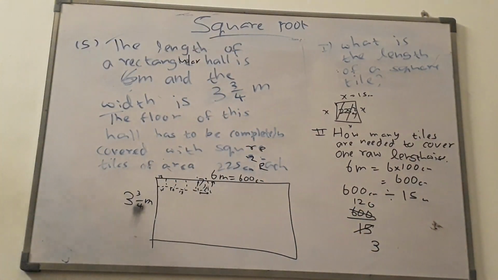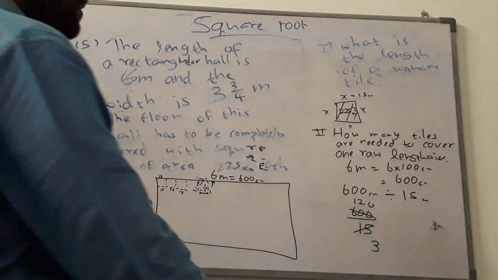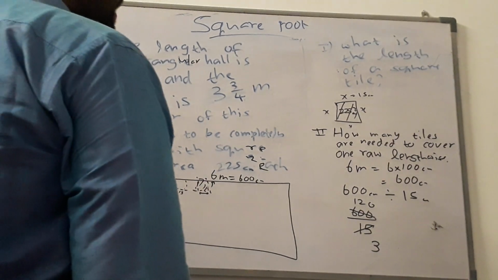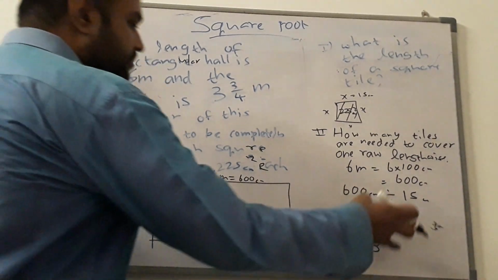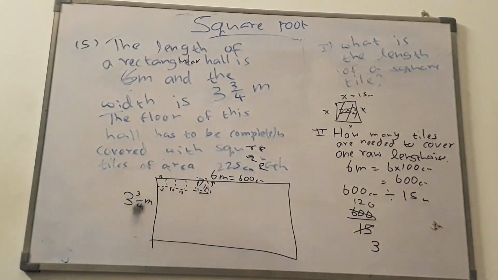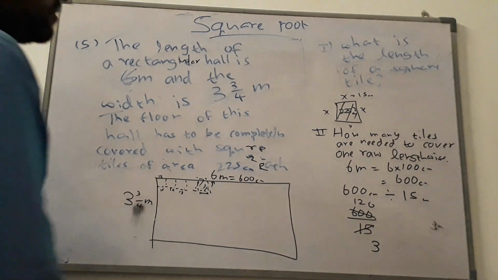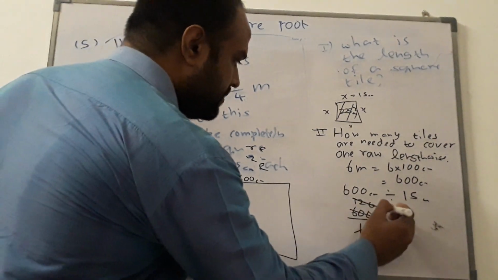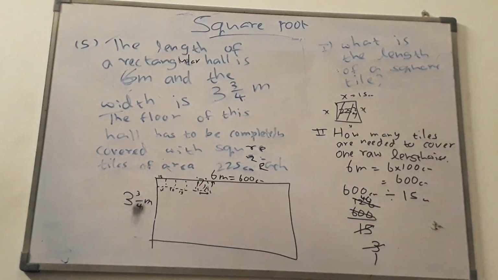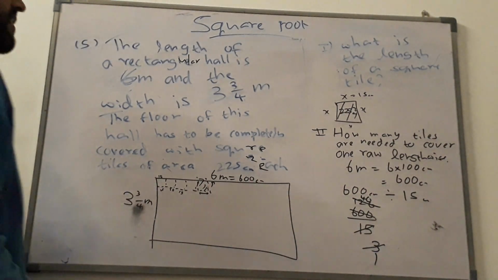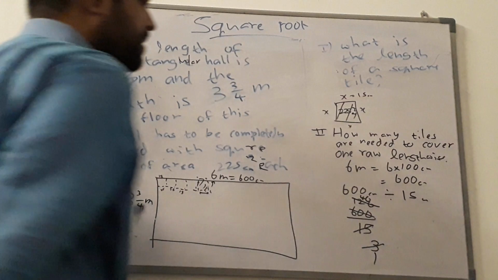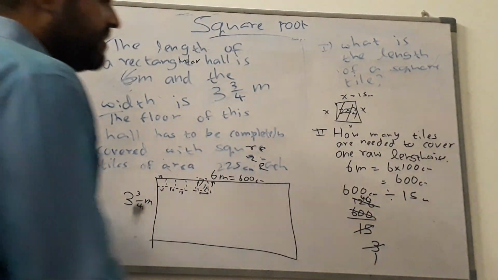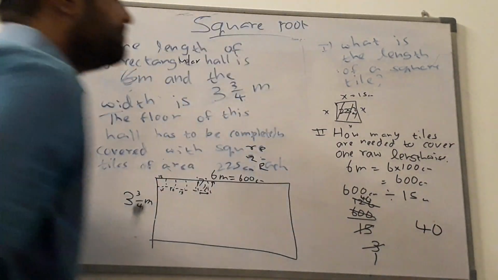120. Check and see. So 600 is 120 fives. Now there's 120 here, and 3 here. And this 120 is also divisible by 3, because 3 is a factor of 120. So 3 ones are 3, and for 120, 3 fours are 12, so 40. So the number of tiles lengthwise is equal to 40.